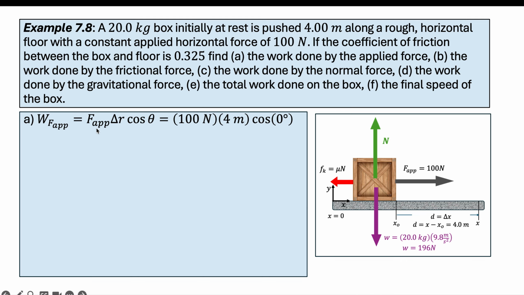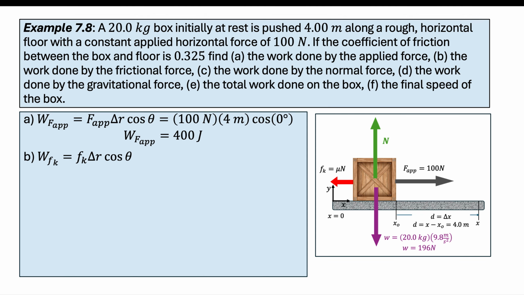And the work done by a constant force is just the force applied, whatever that force happens to be, times the displacement times cosine of the angle, where the angle is the angle between the force and the displacement. So in this picture, there is a 100 newton force acting to the right. The displacement of the block is to the right. So the angle between the force applied and the displacement is just 0, and my distance is 4 meters. So the work done by the applied force is 400 joules.